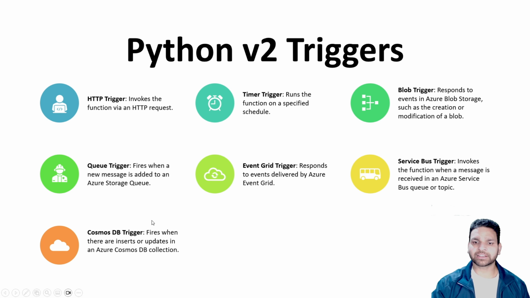service bus trigger, and Cosmos DB trigger. So now Python version 2 function can be created using all these triggers. But in this video, I'll focus only on the HTTP trigger, and I'll create separate videos for different triggers.